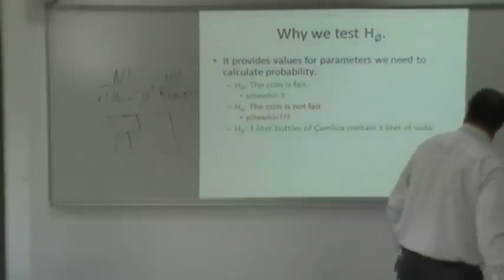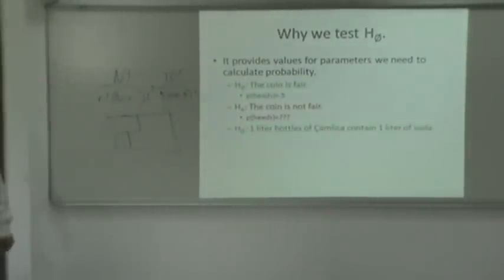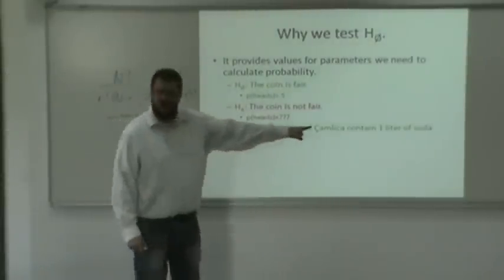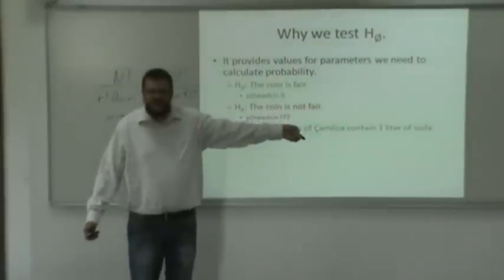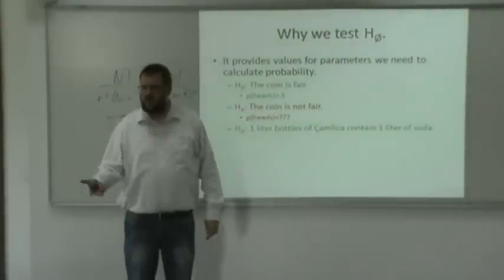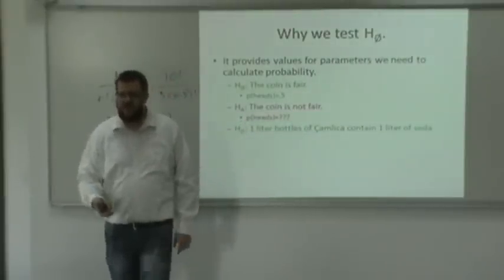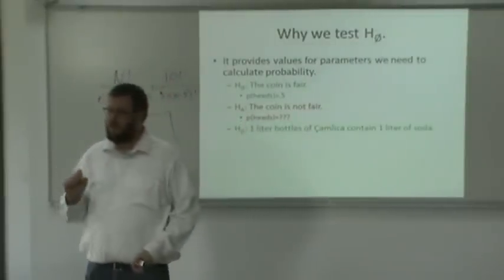Okay, so you want to make some money, right? So you could get a whole lot of bottles of Chamlaja, and then measure how much soda is in them, right? Now, the null hypothesis would be that 1 liter bottles of Chamlaja contain 1 liter of soda. This is interesting because we said null means no value, or without value. But here we're actually predicting a value, right? It wouldn't make sense to say that Chamlaja bottles have no soda in them, because quite clearly they have soda in them. On the bottle it says 1 liter, right?